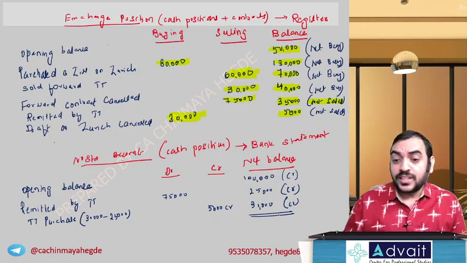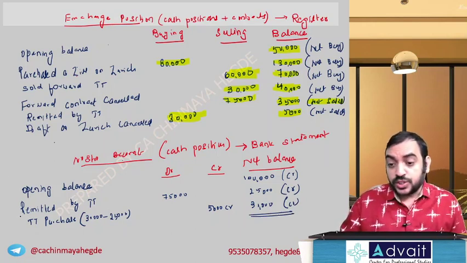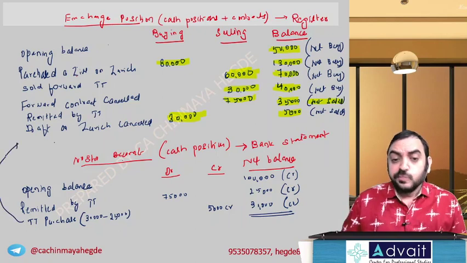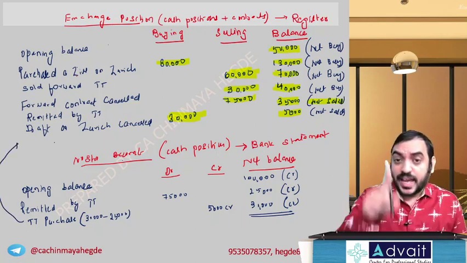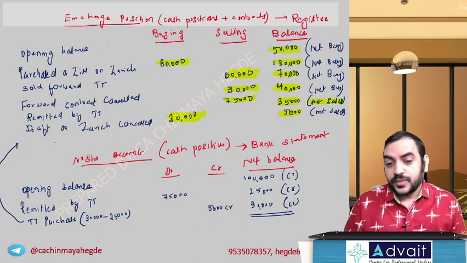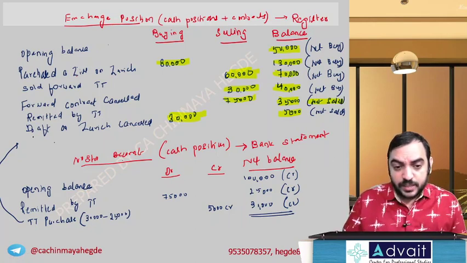But do you know the impact? What you purchased in cash position will also influence exchange position, because exchange position is cash position plus contracts. So there we write TT purchase. TT purchase means spot purchase. TT purchase, spot purchase 5,000.